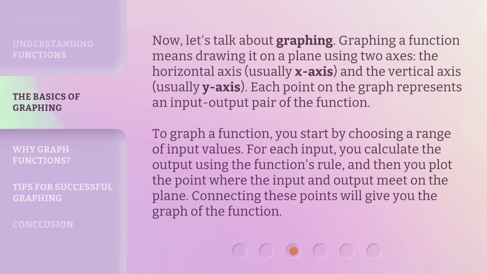Now, let's talk about graphing. Graphing a function means drawing it on a plane using two axes: the horizontal axis, usually the x-axis, and the vertical axis, usually the y-axis. Each point on the graph represents an input-output pair of the function. To graph a function, you start by choosing a range of input values. For each input, you calculate the output using the function's rule, and then you plot the point where the input and output meet on the plane. Connecting these points will give you the graph of the function.